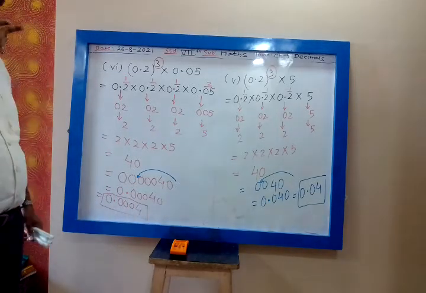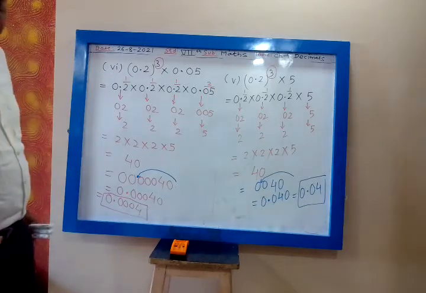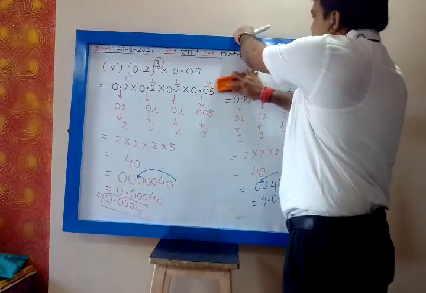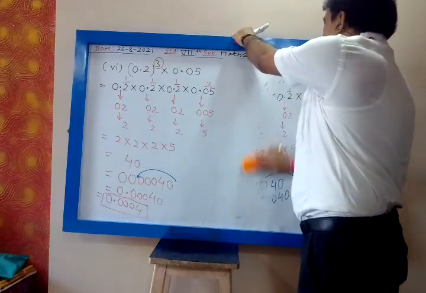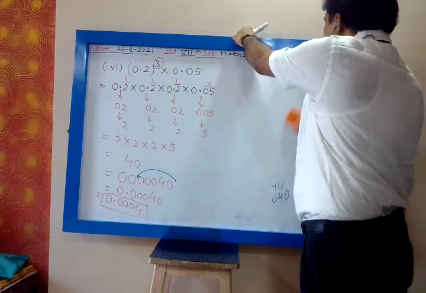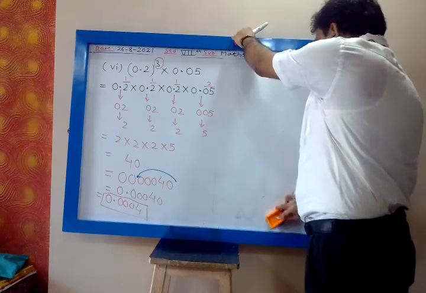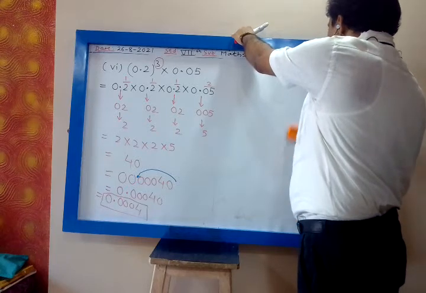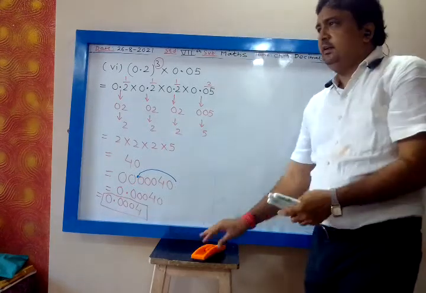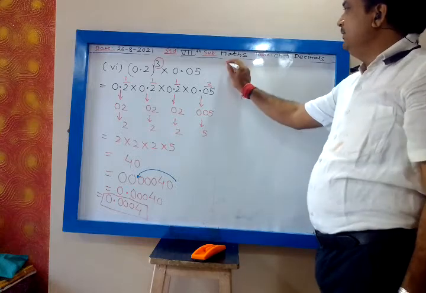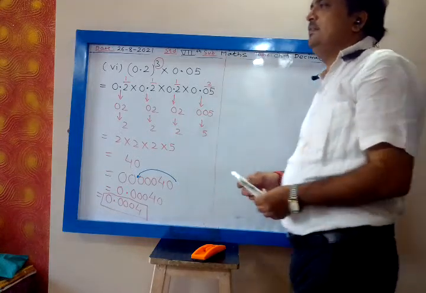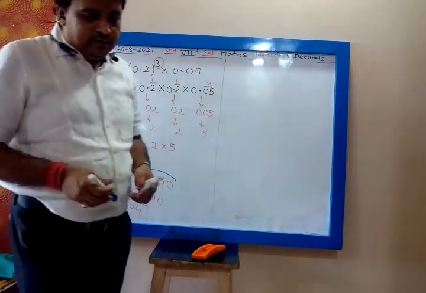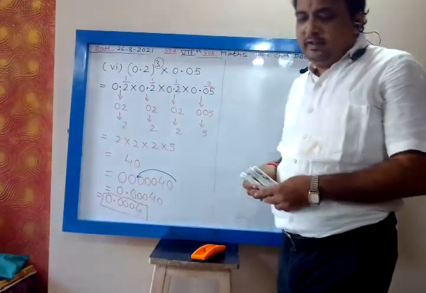Is it clear? If there is any doubt anywhere, you can ask. No? Okay. So all of you are very much comfortable with multiplication of decimal. Very good. This will definitely help you in chemistry and physics. When you will be solving numericals of physics and chemistry, you will remember that time, because next year you will find numericals in physics and chemistry.